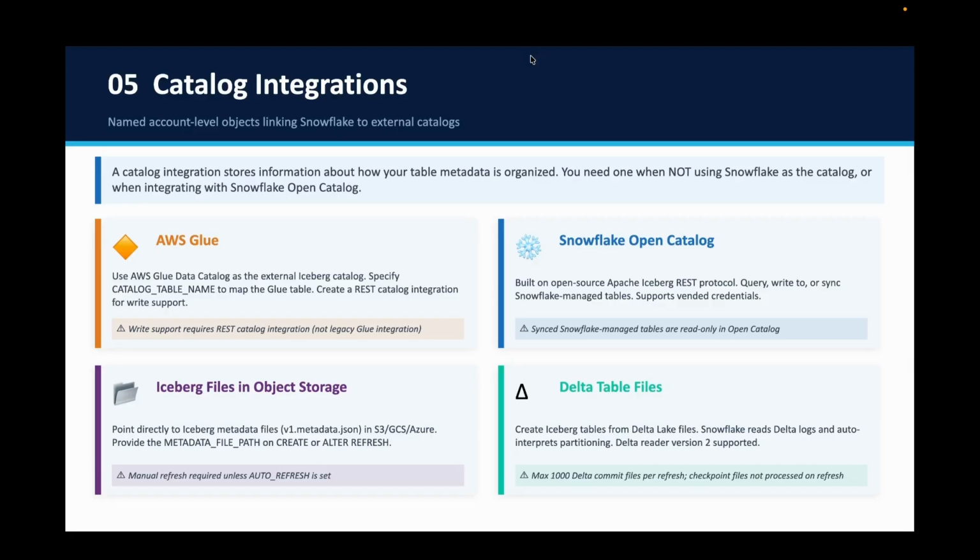Similarly, Snowflake Open Catalog. Built on open source Apache Iceberg REST protocol, query, write to, or sync Snowflake managed tables. Snowflake Open Catalog supports vendor credentials. Iceberg files in object store. Let's say there are Iceberg files in S3, ADLS, or Google Cloud. Point directly to Iceberg metadata files. Provide the metadata file path on create or alter table and manually set the refresh.